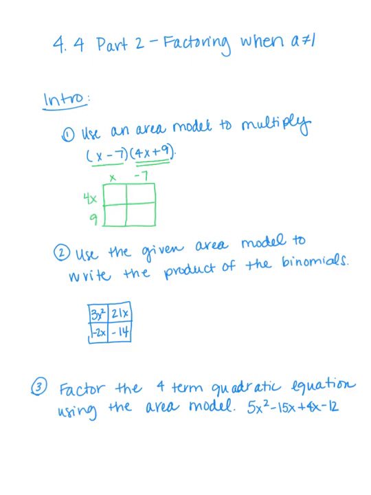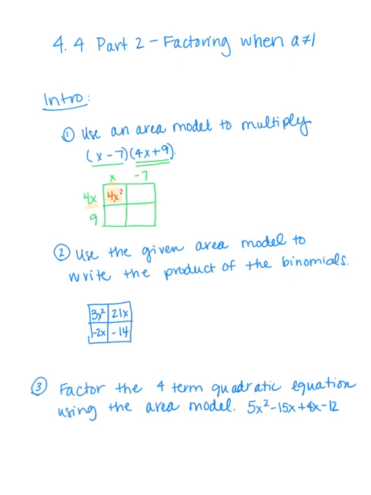And then we're going to multiply to find each cell, we're going to multiply the row by the column. So for this first cell, we're going to multiply 4x times x to get the product of that cell. So 4x times x is 4x squared.